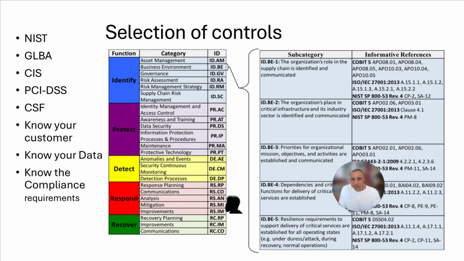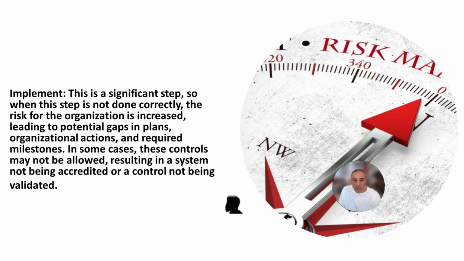Now we take a look at how to implement these controls. The fourth step is implement. This is a significant step, so when this step is not done correctly, the risk for the organization is increased, leading to potential gaps in plans, organizational actions, and required milestones. In some cases, these controls may not be allowed, resulting in a system not being accredited or a control not being validated. During this step, the selected security controls are implemented into the information system.